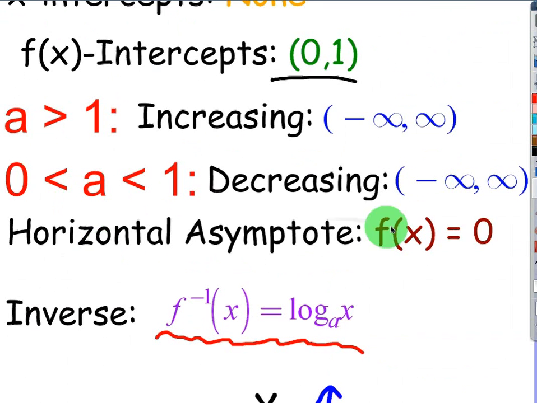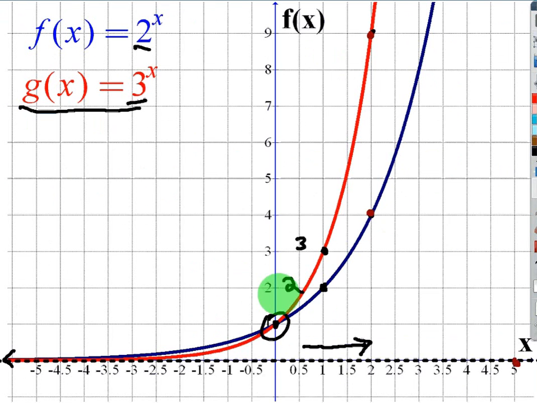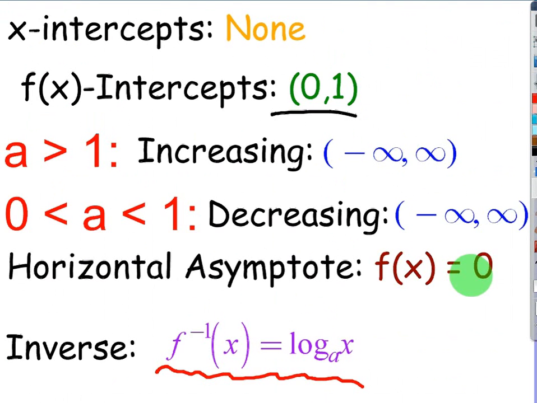It does have a horizontal asymptote at y equals 0. You can see that on the graph. At the beginning, it curves around y equals 0, but doesn't touch. So an exponential function doesn't have a vertical asymptote. It doesn't have a slant, but it has a horizontal at y equals 0.